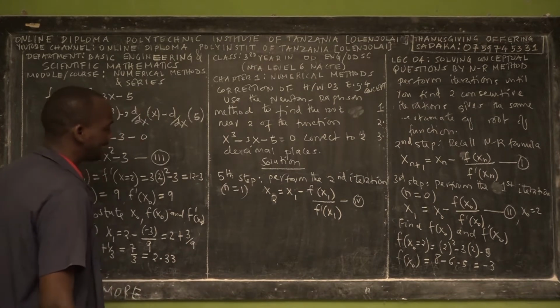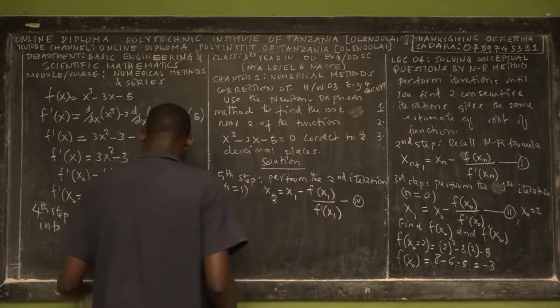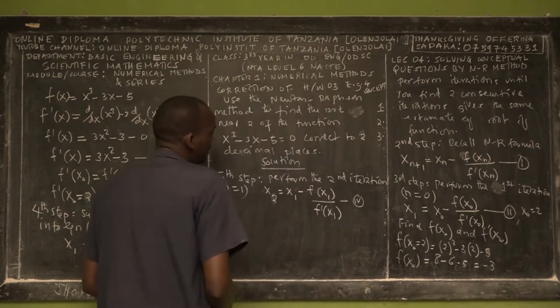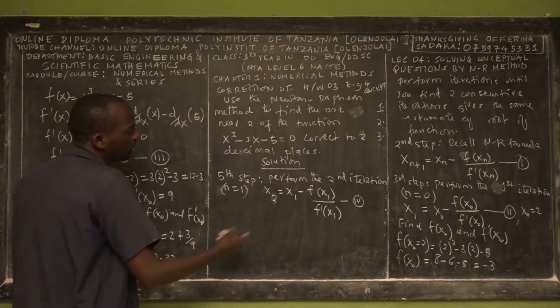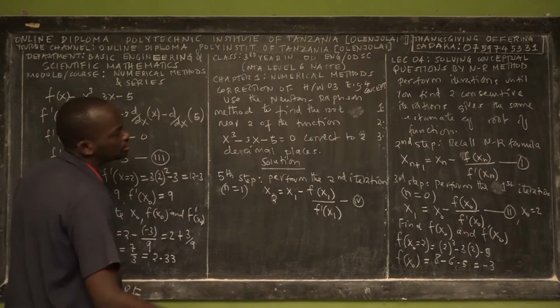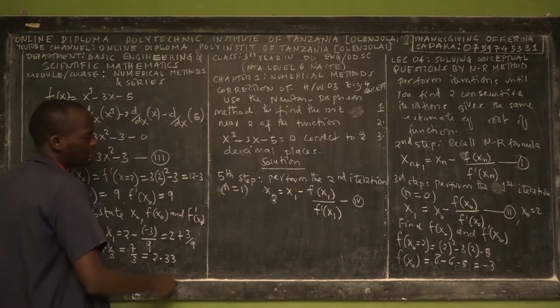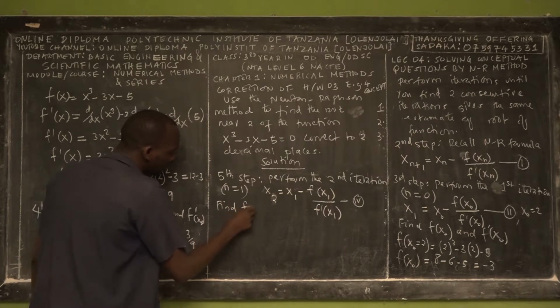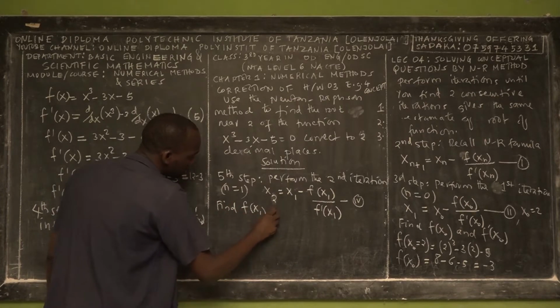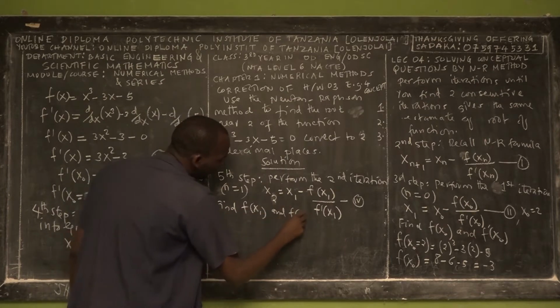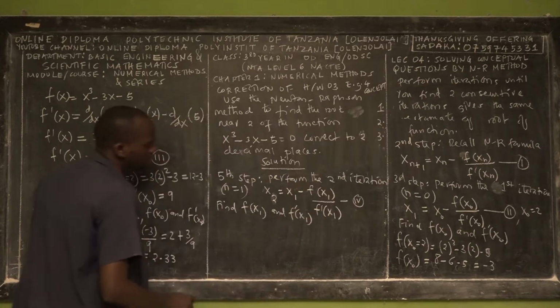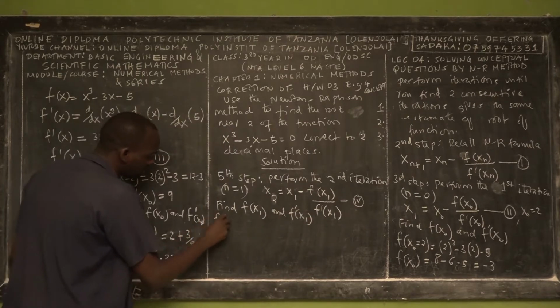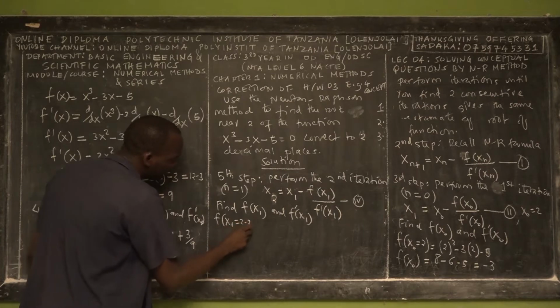Okay? So if that's the case, do you know x1? Yes, x1 we have as 2.33. Do you know f of x1? No. Do you know f dash of x1? No. Aha. So if that's the case, then you have a responsibility to find them. Okay? So find f of x1 and f dash of x1. Find f of x1. x1 is equal to 2.33.